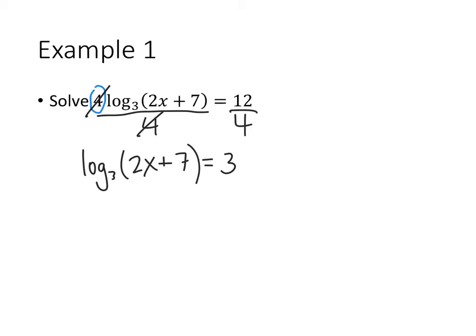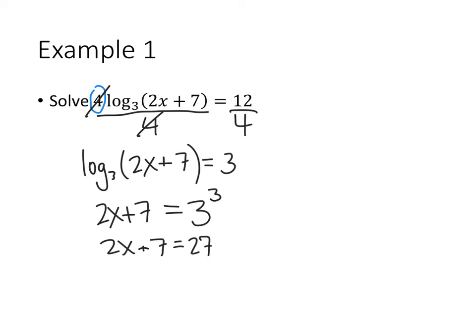Now we've got the log by itself, so we rewrite this in exponential form, which looks like 2x plus 7 equals the base of our log, 3, raised to what was on the other side of the equation, also 3. 3 to the third power, 3 cubed, is 27. So we get 2x plus 7 equals 27. Subtract 7 from both sides, we get 2x equals 20. And then finally, our answer is that x equals 10.